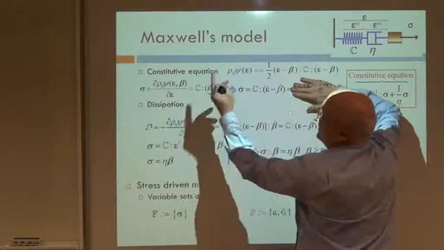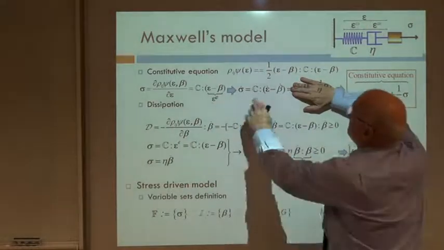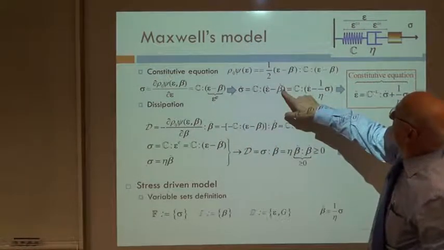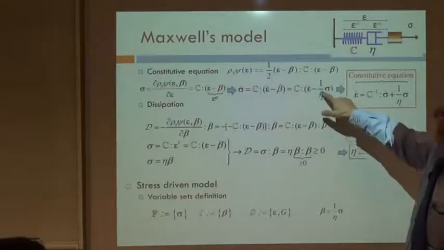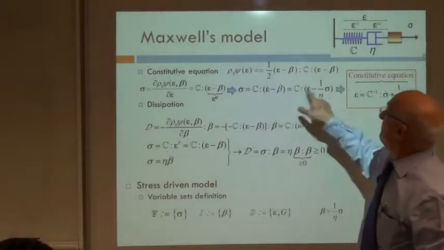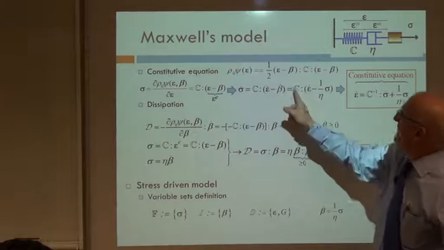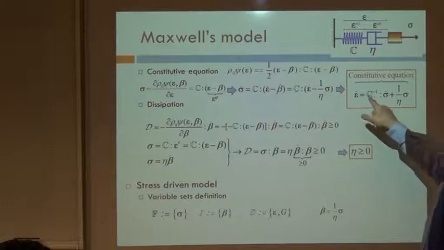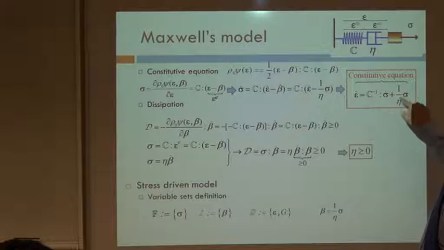By the way, I can just take the rate version of that. Sigma dot equals C, which is constant because that's an elastic material. Material properties are constant over time, times epsilon dot minus beta dot. And beta dot is 1 over eta times sigma. I replace that, solve by multiplying by C minus 1 and passing the other term to the other side, and obtain epsilon dot equals C minus 1 sigma dot plus 1 over eta times sigma.